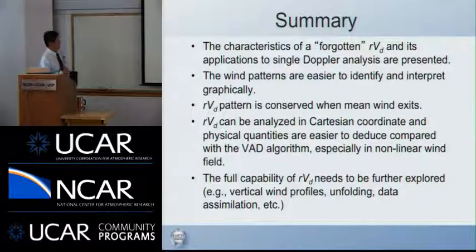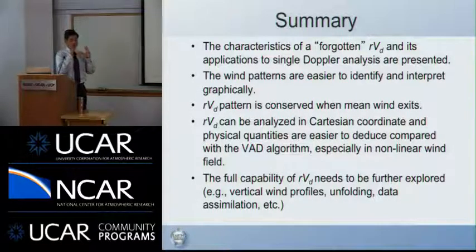The wind patterns are easier to identify and interpret graphically. Okay. For a linear wind field, the R times VD is a form of quadratic equation. So the Doppler velocity contours will be in the form of ellipse, parabola, or hyperbola. And these quantities are not affected by the mean wind, i.e. the shape is conserved, whether you have mean wind or not.